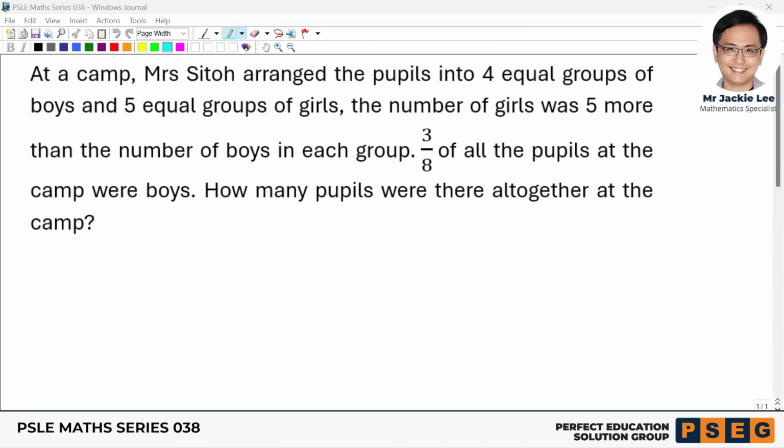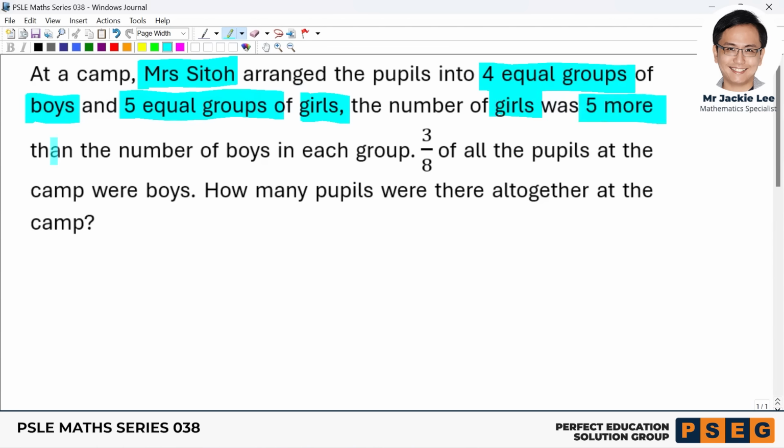This question, Mrs. Sito arranged the pupils into 4 equal groups of boys and 5 equal groups of girls. The number of girls was 5 more than the number of boys in each group. Then 3/8 of the pupils were boys. So the question is how many pupils altogether?